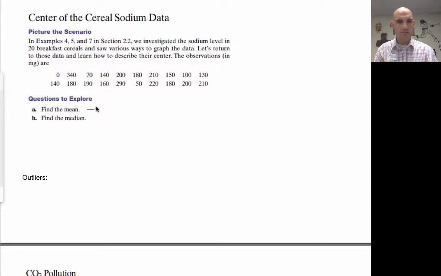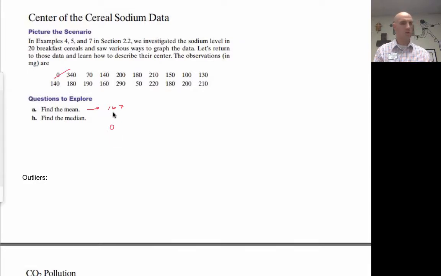Okay, we're back from the pause. The mean was 167. So I've got 2, 4, 6, 8, 10, 12, 14, 16, 18, 20 values. So I take the total, divide by 20, and that is 167. All right, to find the median, I've got to put them in order. Sometimes this is a little bit tricky. I'm going to show you something that helps me.